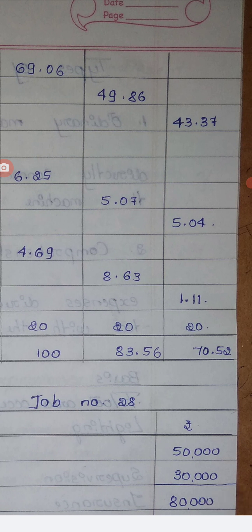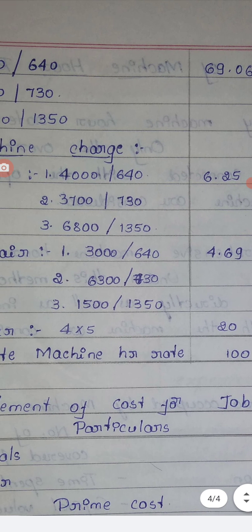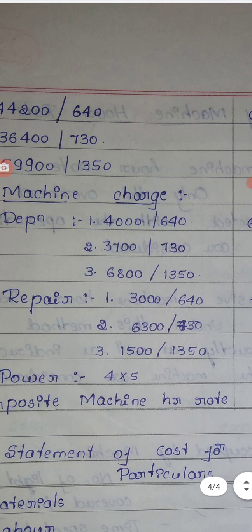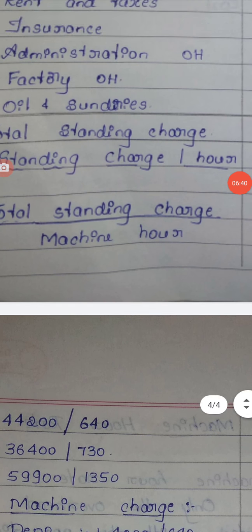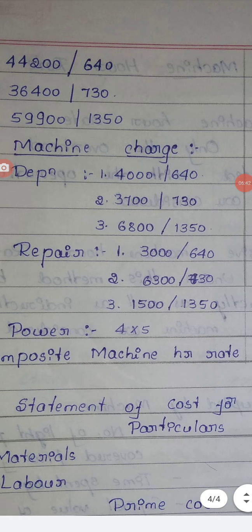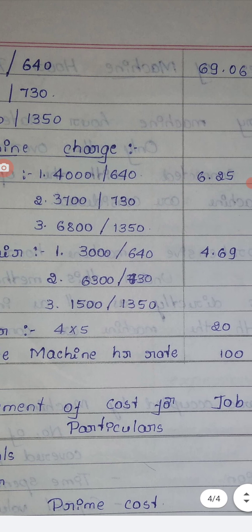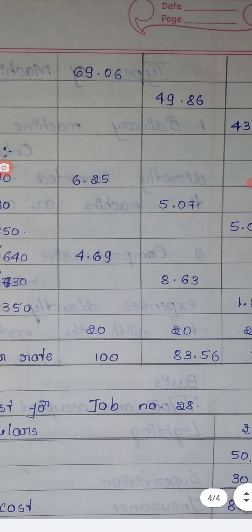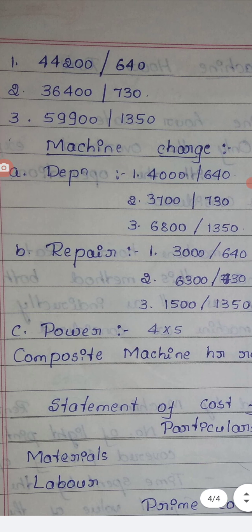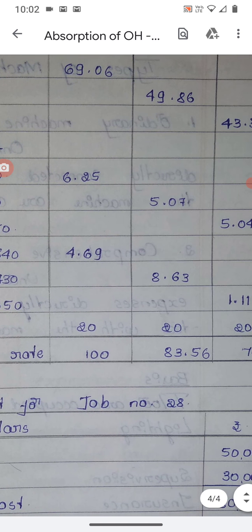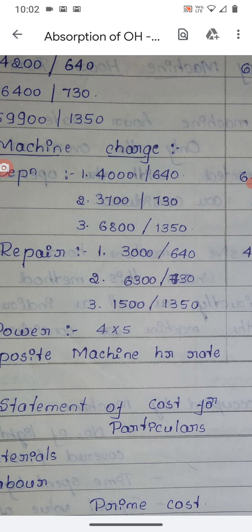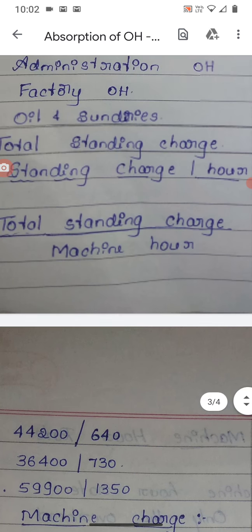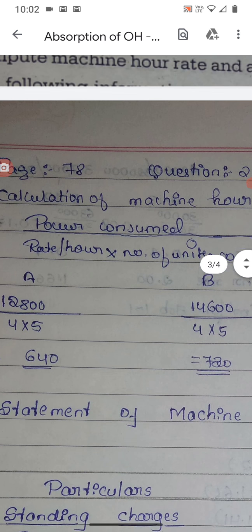See, this is the total calculation of the composite machine hour rate, and this is how machine hour rate problems are solved. Okay, remember there is a format. Now they have asked for a statement of cost for job number 28. So it is materials, labor, so total it will come to prime cost, and then add factory cost.